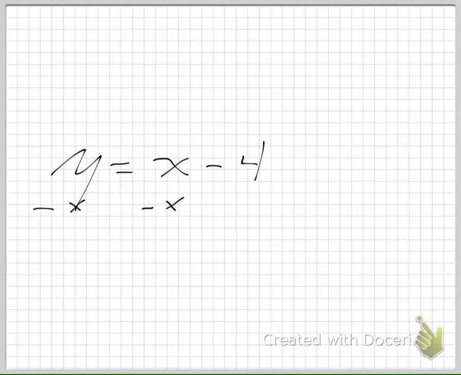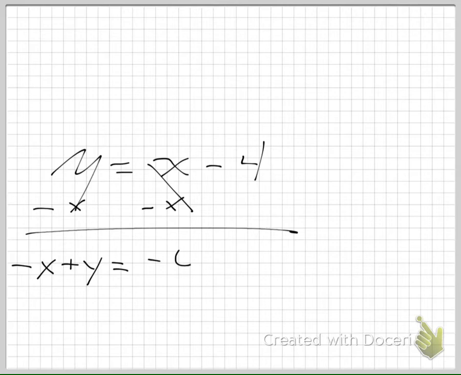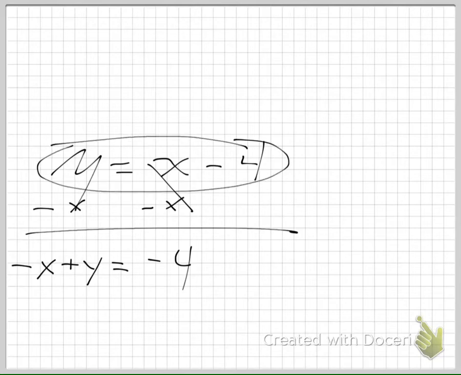Minus x, right? I'm trying to get them on the same side. They're gone. I now have negative x plus y equals -4, right? Now do I have x plus y equals a number? Absolutely. Is it okay that there's a negative in front of that x? Yep. Isn't that just -1? Right? That's not a problem. So then is y equals x minus 4 linear? Yes.